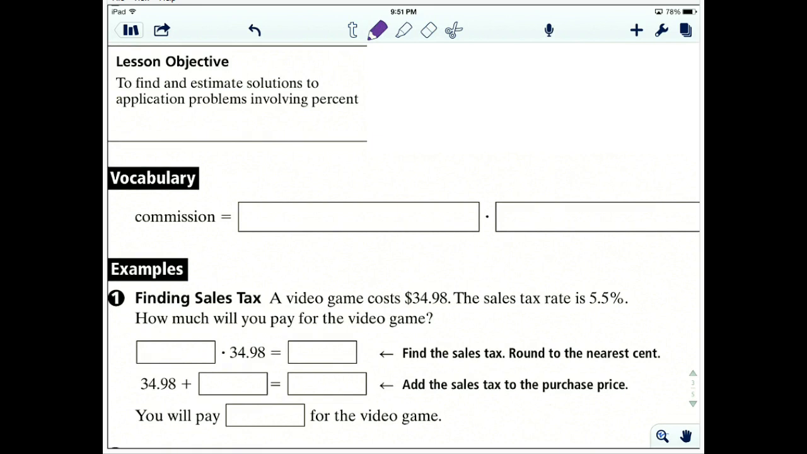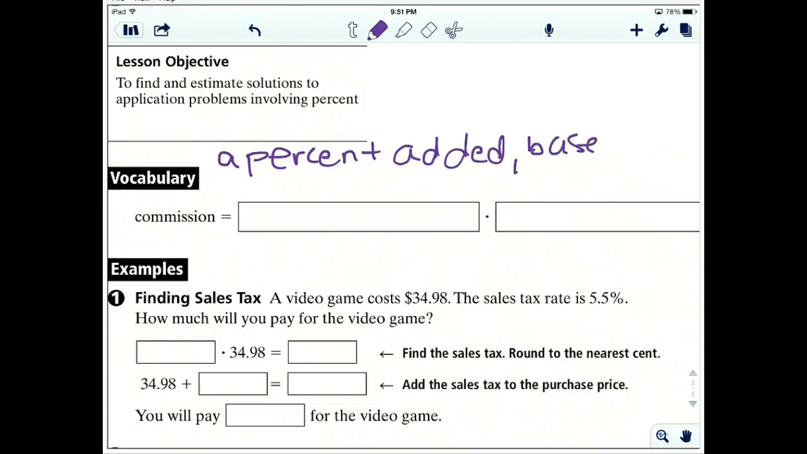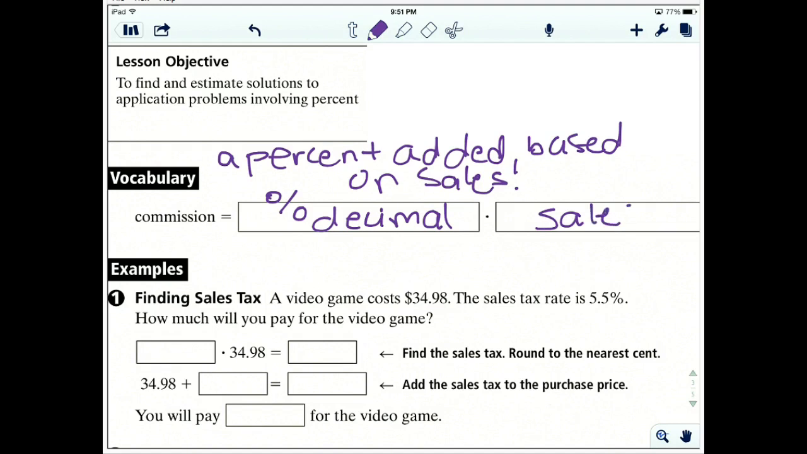Commission is basically a percent that's added based on sales. So basically it is the percent as a decimal times your sales. That's going to be giving you how much commission you are making. Okay, so let's go ahead and look at our first example.